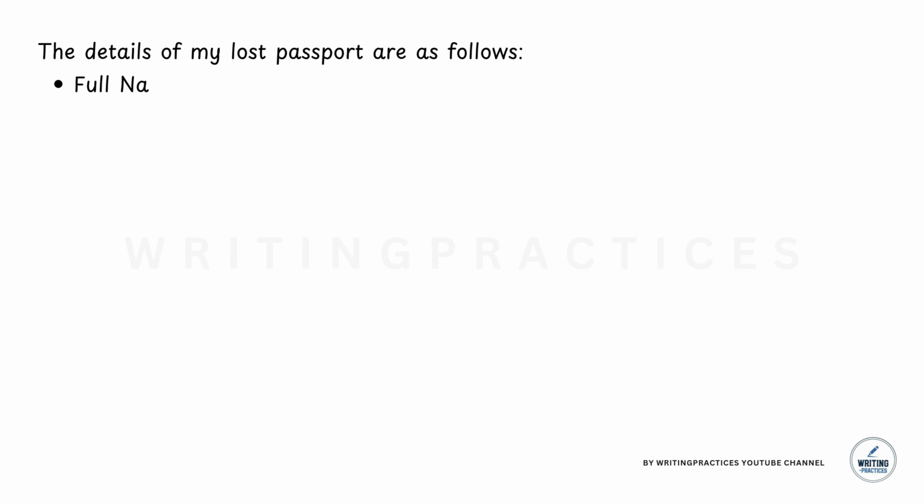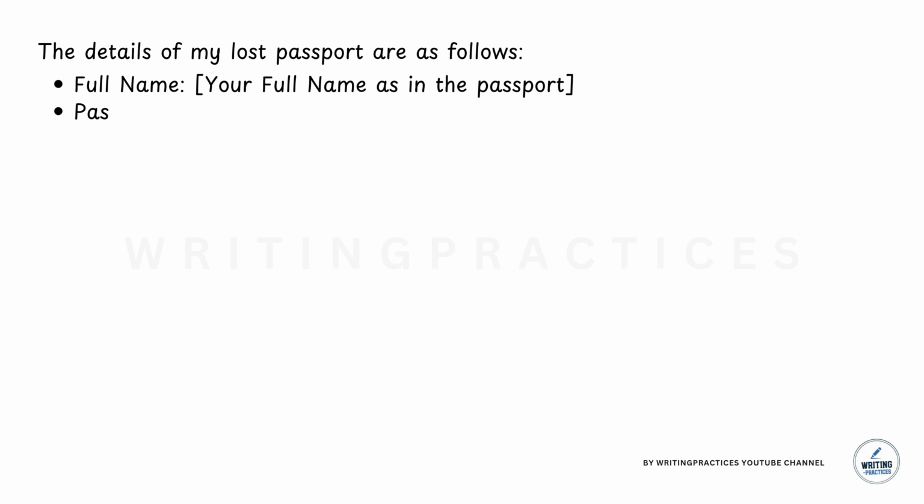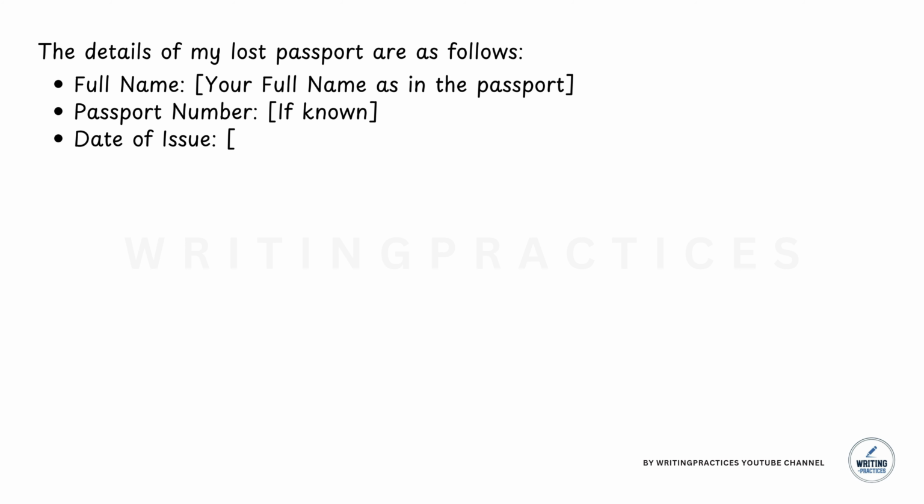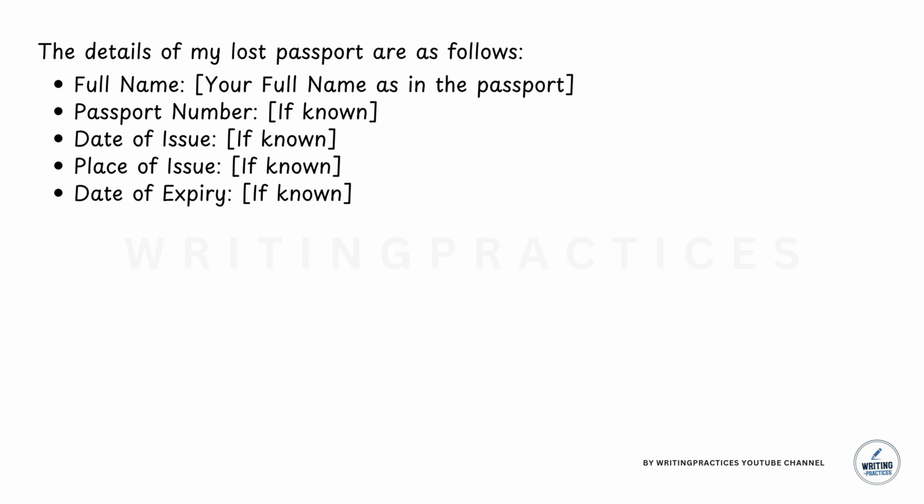Details of the lost passport. In the next section, you'll provide all known details about the lost passport. For instance, the details of my lost passport are as follows. Full name, John Doe. Passport number, A1234567. Date of issue, January 10, 2020. Place of issue, New York. Date of expiry, January 10, 2030. Including these details helps the embassy verify your identity and locate your records more efficiently. If you don't know certain details, such as the passport number, simply mention that it's unavailable.